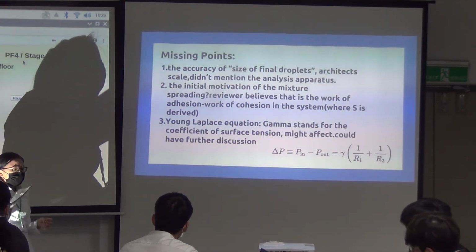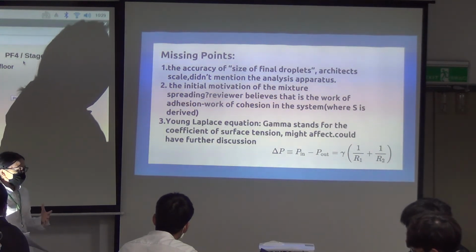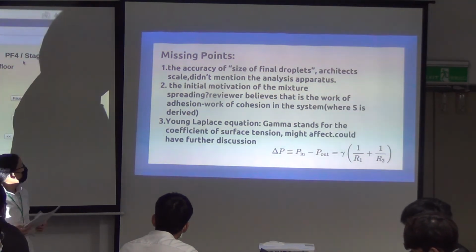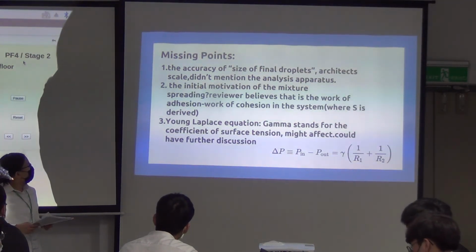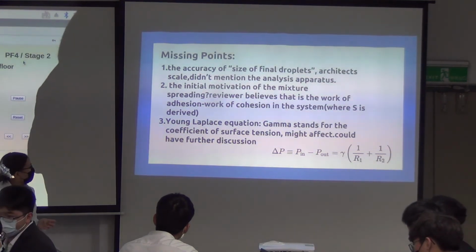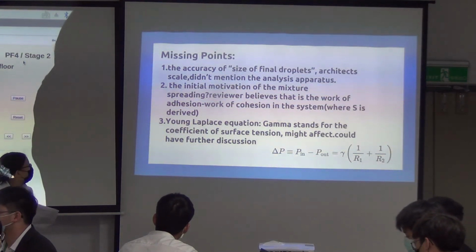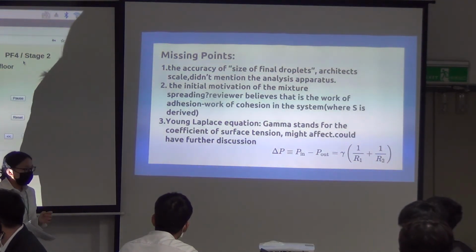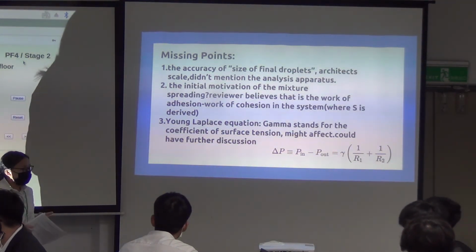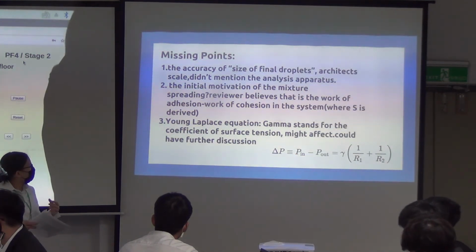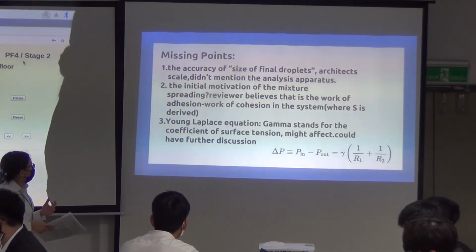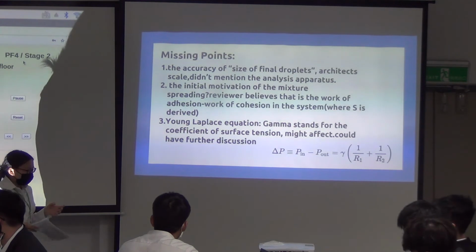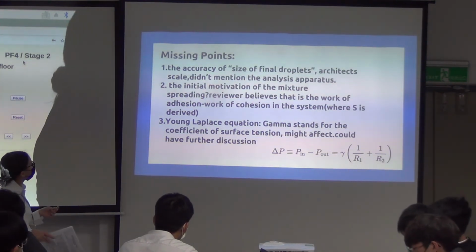So here are some missing points that we think they could improve. The first one is the accuracy of the size of the droplets. I think she should have had a ruler scale in her experiments. But when I watched the demonstration video, I didn't see the scale. And she also didn't mention what to do to analyze the size of the final droplets.